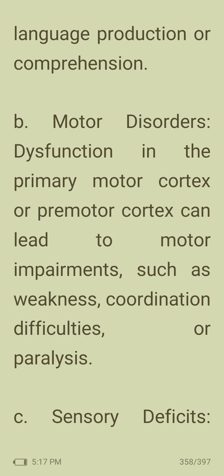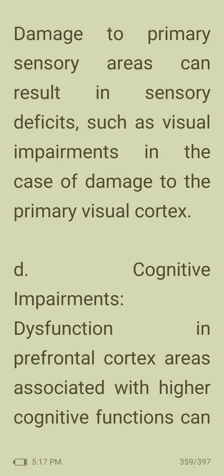Then motor disorders. Dysfunction in the primary motor cortex or premotor cortex can lead to motor impairments such as weakness, coordination difficulties, or paralysis. Then sensory deficits. Damage to primary sensory areas can result in sensory deficits such as visual impairments in the case of damage to the primary visual cortex. Then cognitive impairments.